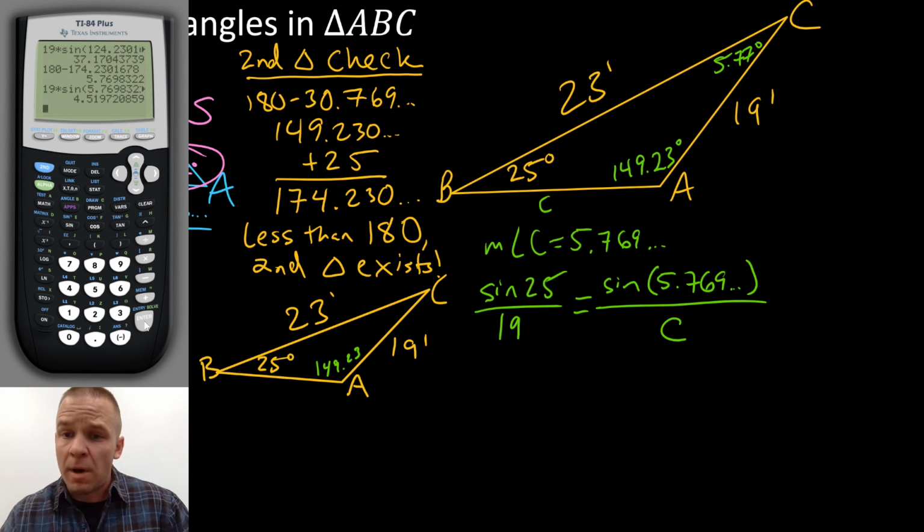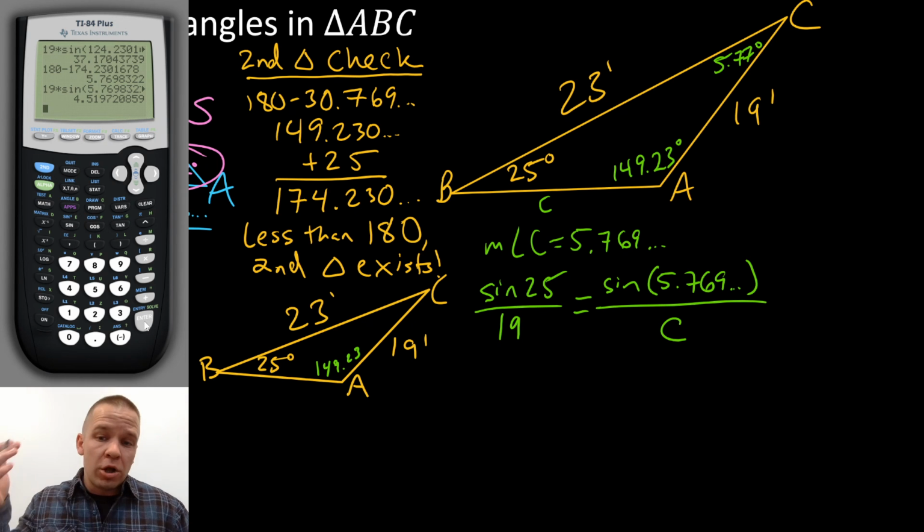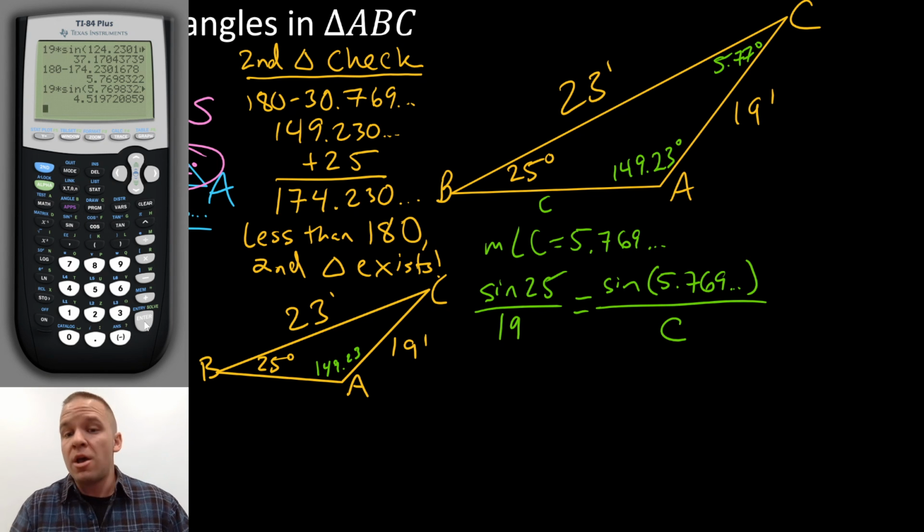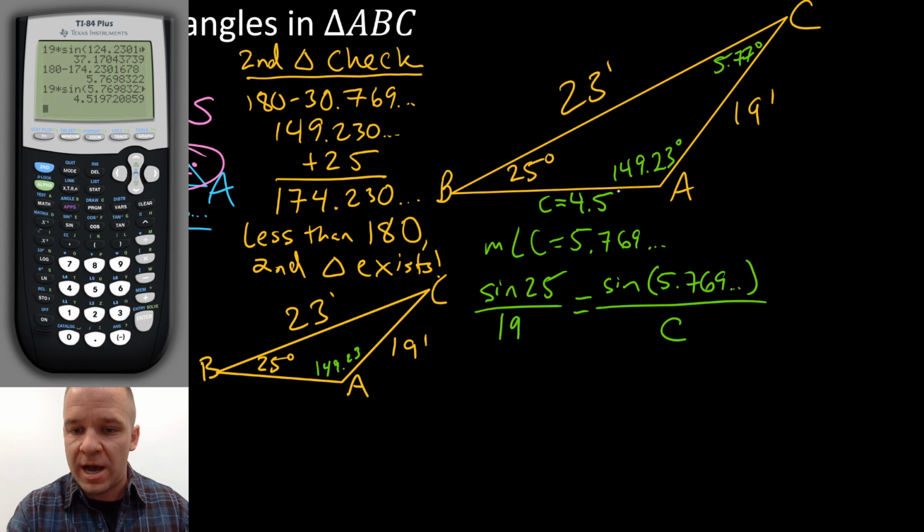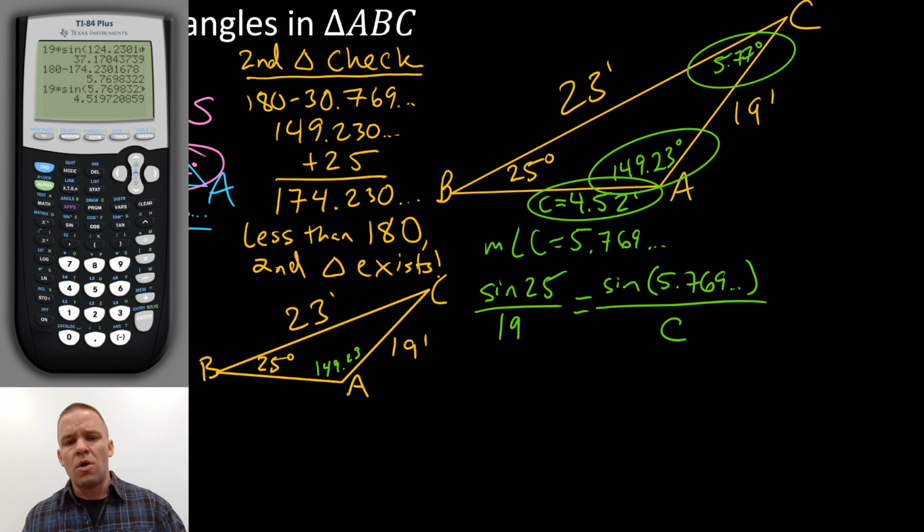We get 4.519. That seems really small, but think about this. That's the smallest angle. It's only 5 degrees there. It should be my smallest side, right? Across from my largest angle should be my largest side. Across from my smallest angle should be my smallest side. So that makes sense. 4.519 or 4.52. This is my last one, so 4.52 will do just fine. Boom. Answer, answer, answer. Woo!